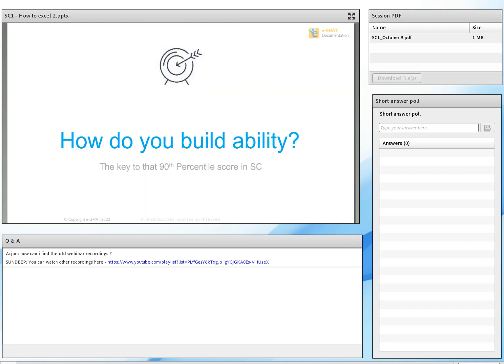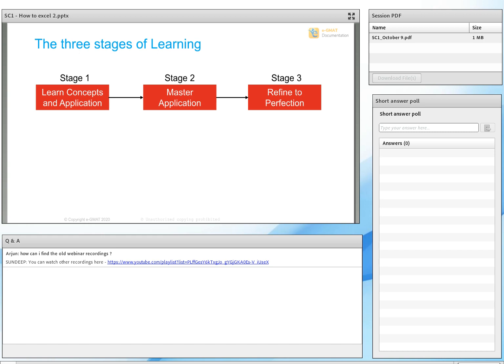So with that, let's talk about how do you get to that 90th percentile? Within e-GMAT, we follow a very simplified approach to getting to that 90th percentile, where we first make sure you have the right foundation, what we call stage one of learning, where we teach you all the concepts and application. This is where most people, when they do things right, spend about 70% of their time, and if they do this right, they hit that 90th percentile in the remaining 30%.